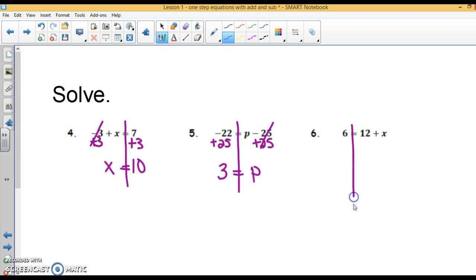Last one. How do I move this 12 over to the other side because I want to get x alone? This is plus 12. Because think about this. I could rewrite this as x plus 12. 12 plus x and x plus 12 are the same. So I subtract 12 from both sides. 6 minus 12 is negative 6.